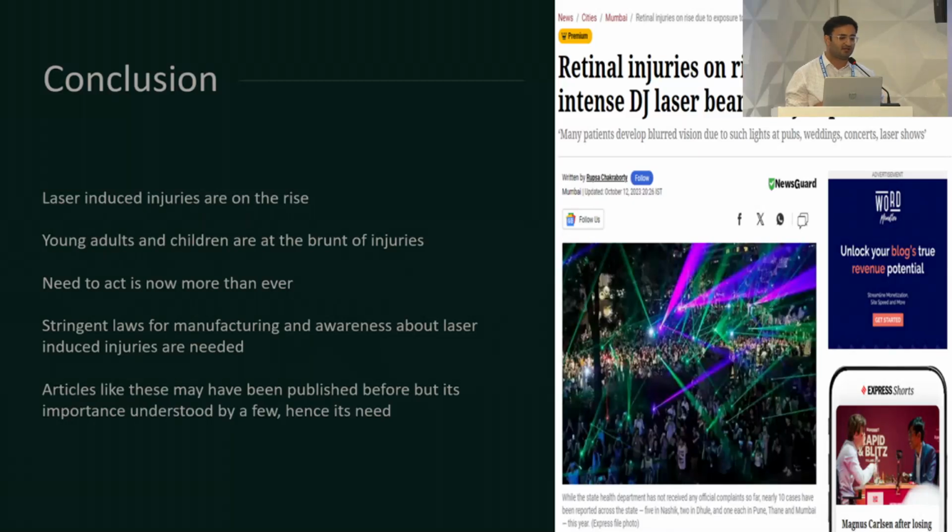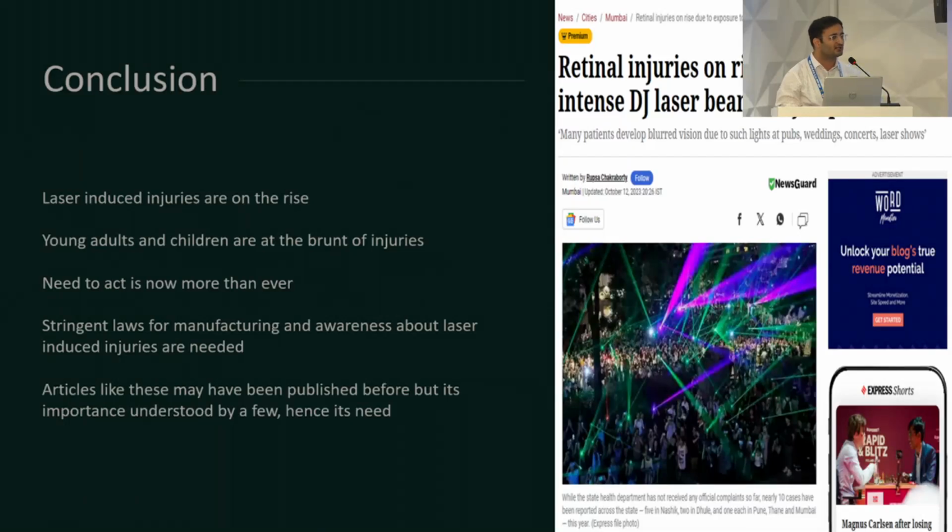In the end, I would like to say that laser light injuries are on the rise, and young adults and children are at the brunt of injuries. We need to act now more than ever, and there need to be stringent laws. Articles like these might have been published before, but its importance is understood by few, and hence its need.